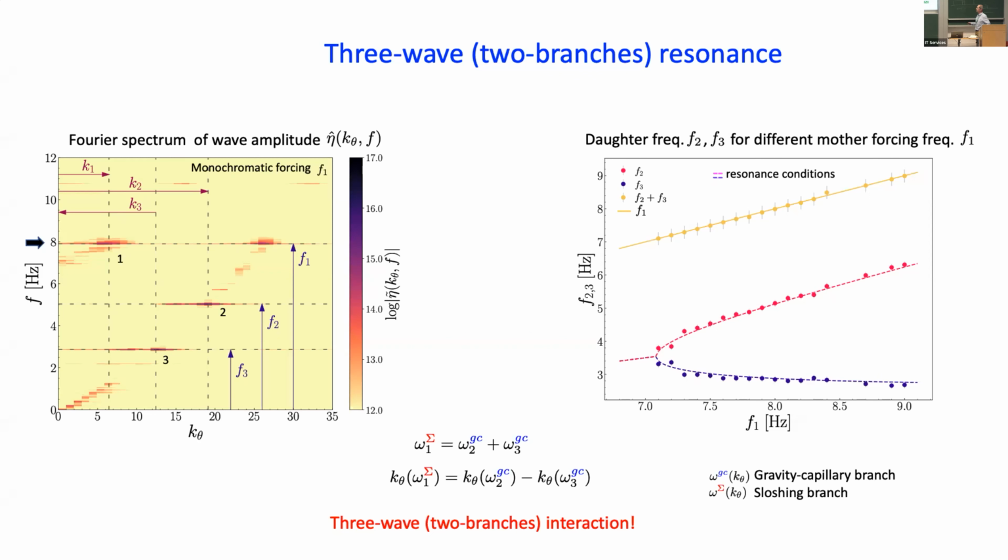It does not depend on the forcing if you force near the sloshing branch. If you force near the sloshing branch, you find the two daughter waves, F2 and F3, and if you do the sum of this, you find indeed that it scales with F1. So you have a three-wave, two-branches interaction involved in this system.